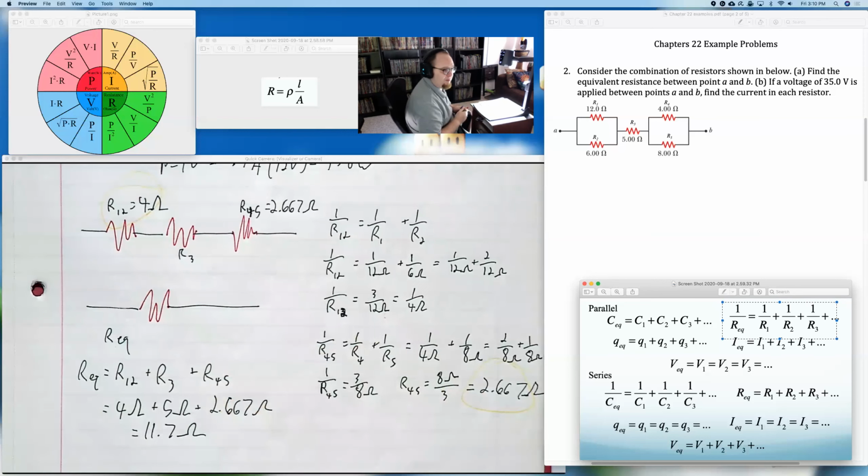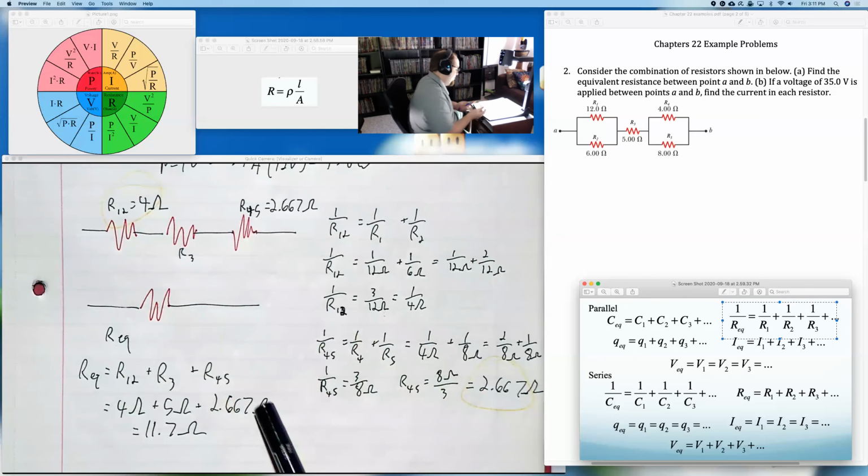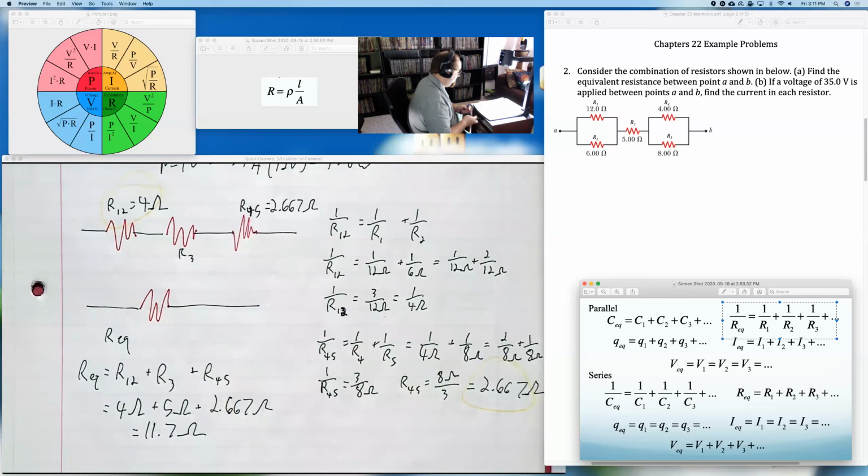Well, I dropped to only 3 sig figs, whereas keeping more just to keep track. Well, I guess I'm adding, so it should still be 3 sig figs. And there you go. That's the equivalent resistance. But that's only part A.